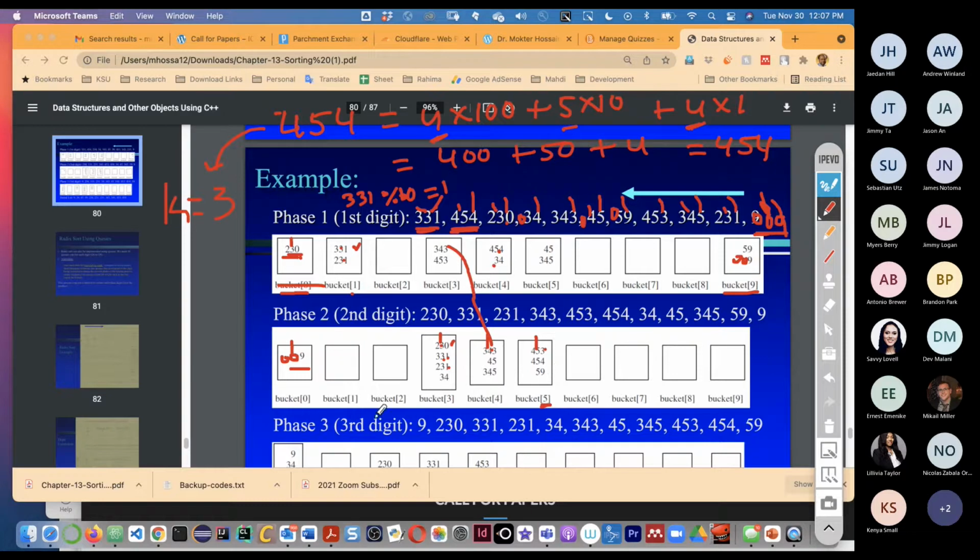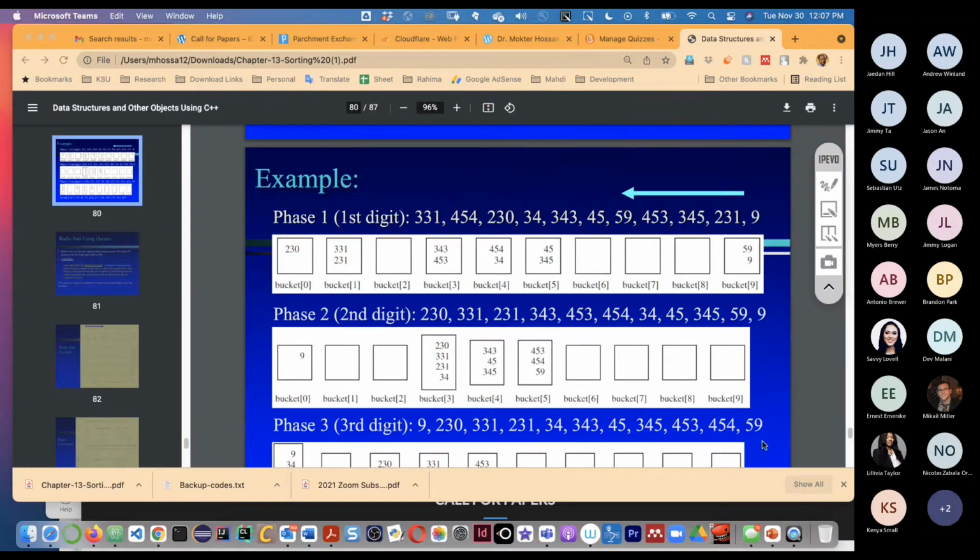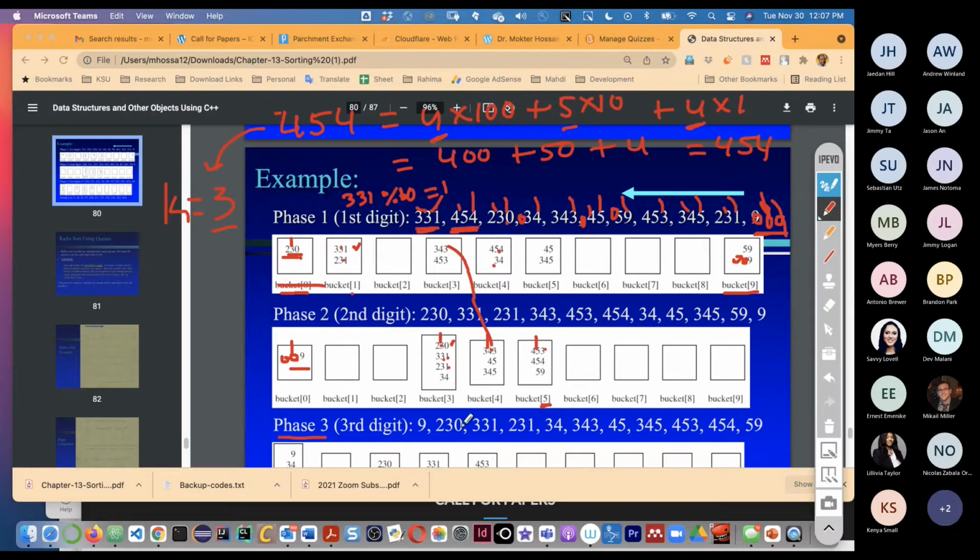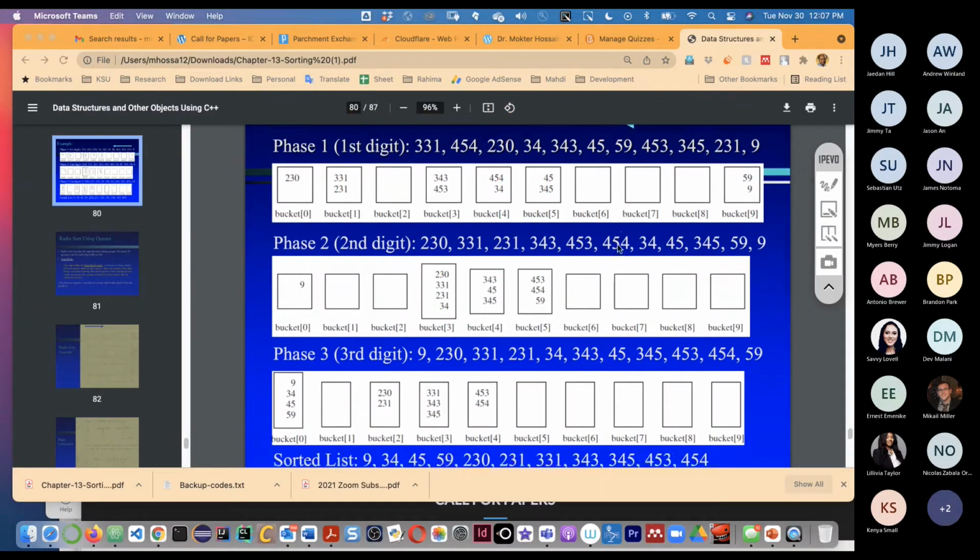Now in the last phase, how many phases do we need? K phases. K is 3. K is the number of digits of the largest number. So now in phase 3, do this with respect to the third digit. The third digit is 0 over here, and 2 over here, and 3 over here, and then 2 over here, and then 0 over here. Right? Okay, now let me move it a little bit up.